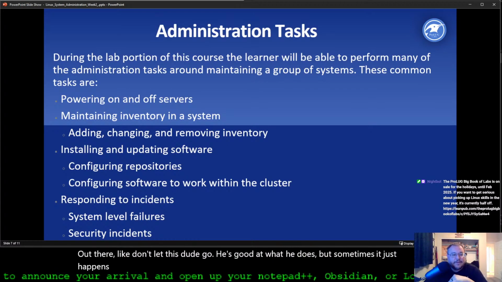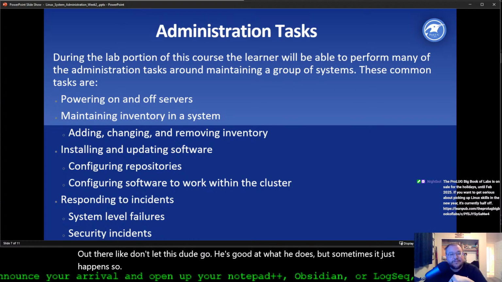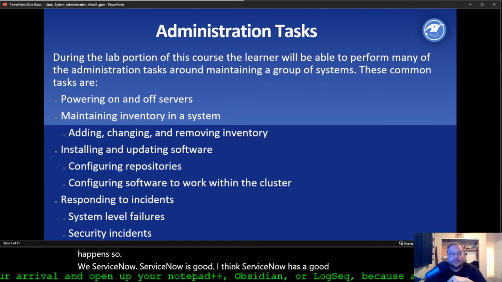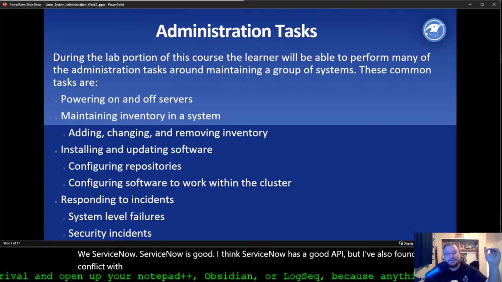So we use ServiceNow. Yeah, ServiceNow is good. I think ServiceNow has a good API, but I've also found conflict with the teams that run ServiceNow, right?